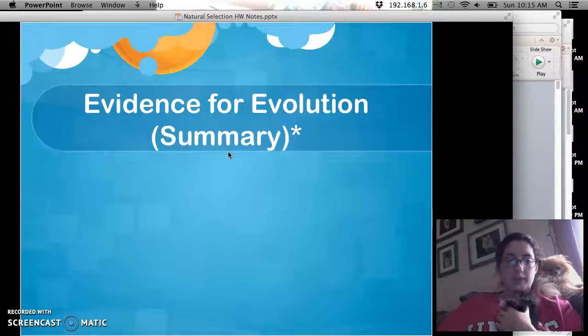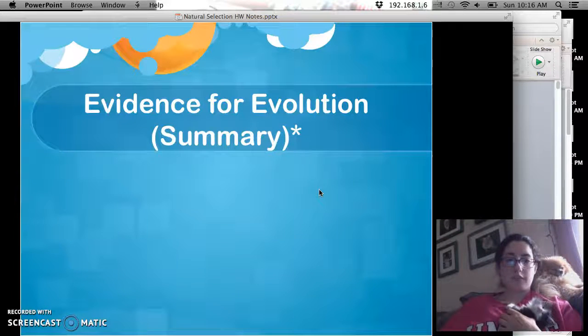So in class we did a lab on evidence for evolution. This is a little summary and it's starred. You need to at least write the underlined words down, and then if you want to include the rest to help you, I would recommend that, but it's not required.